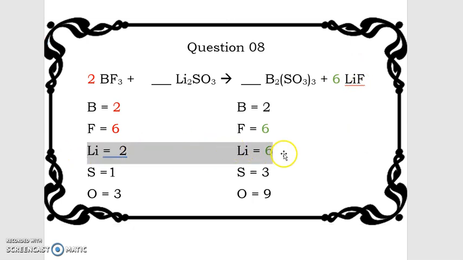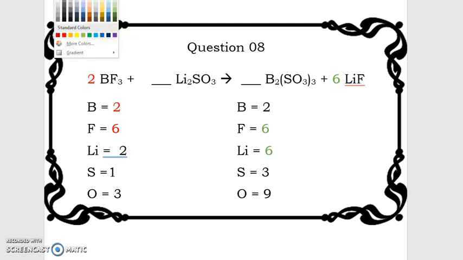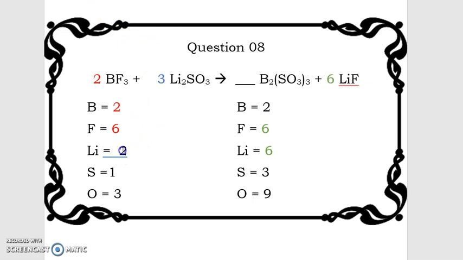Lithium's 2 on the left, 6 on the right. 2 multiplies into 6. 2 times blank equals 6. This is going to be a coefficient of 3. So we're going to change this coefficient to 3. That's going to make lithium on the right 6. It's also going to affect the sulfur and the oxygen. So it's going to give me 3 sulfur, and it's going to change oxygen from 3. 3 times 3 is going to equal 9.